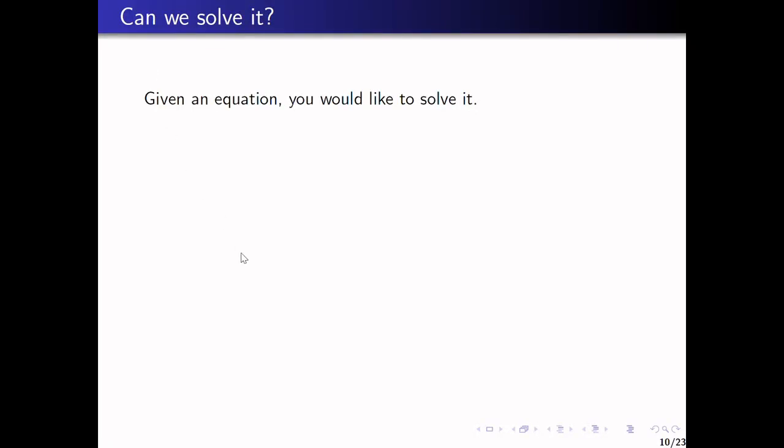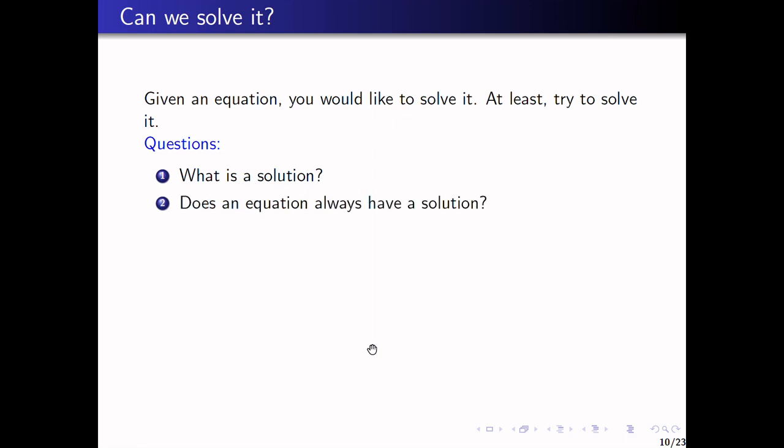So given a differential equation, we would like to solve it. The following questions are involved. What is the solution? Does every differential equation have a solution? If so, how many solutions does it have? Can the solution be expressed in nice form?